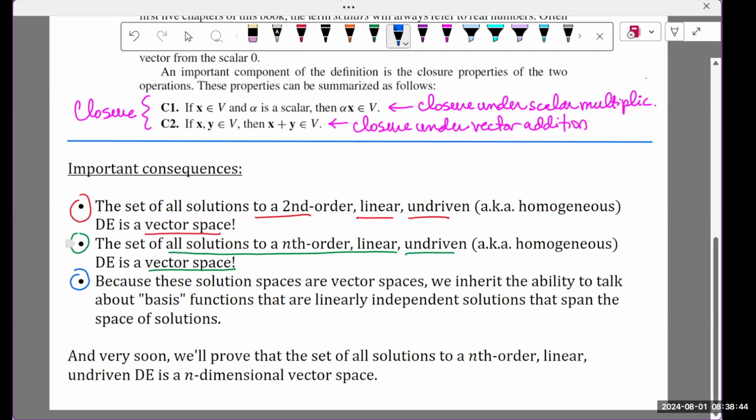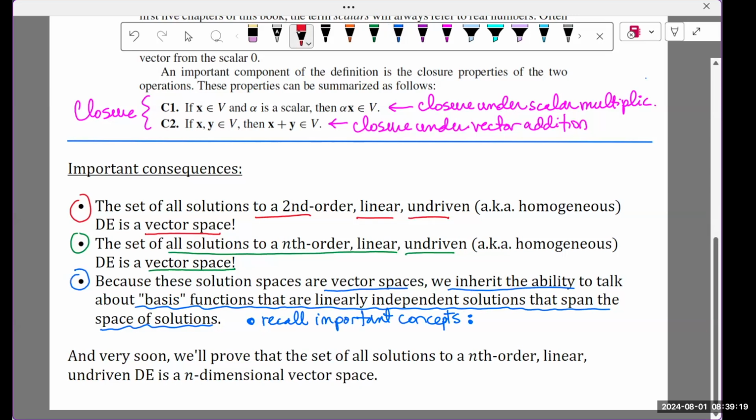And finally, because these solution spaces are vector spaces, we inherit the ability to talk about basis functions that are linearly independent solutions and that span the space of solutions. So two additional important concepts from linear algebra that you'll want to refamiliarize yourself with will be the concepts of a basis and span. These will allow us to prove that the set of all solutions to an nth order linear undriven differential equation is going to be an n-dimensional vector space. And that is how we can know that we have found all the solutions to the differential equation that we have, drawing on our linear algebra theory.